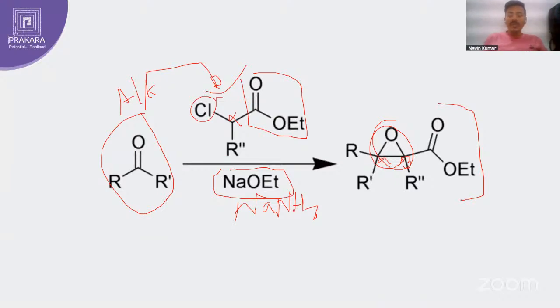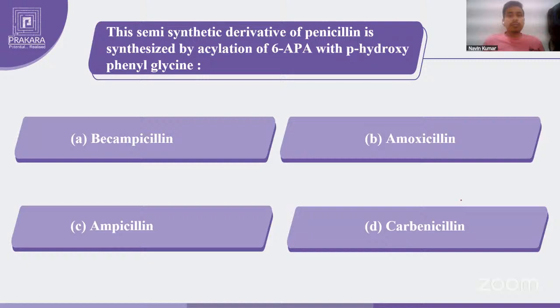Now we are going to see the next question, and it's related to one of the most famous antibiotics. The question is related to identification of the product. Yes, option B is the correct one. Good, great. The question is to identify what product will be synthesized when 6-APA is reacted with para-hydroxy phenyl glycine.